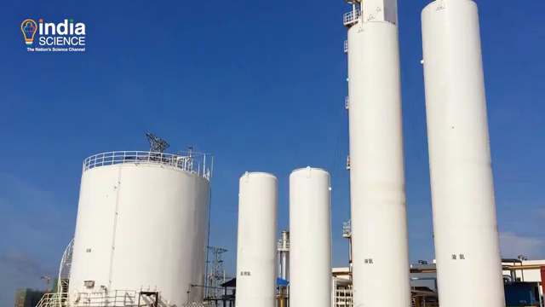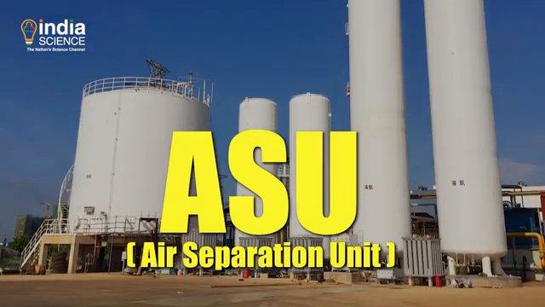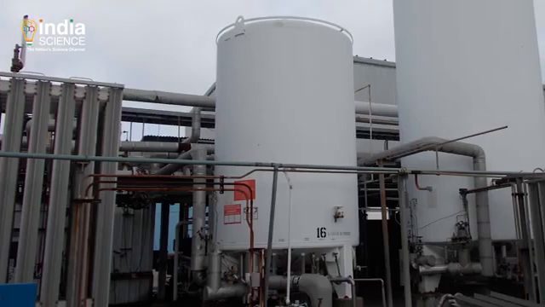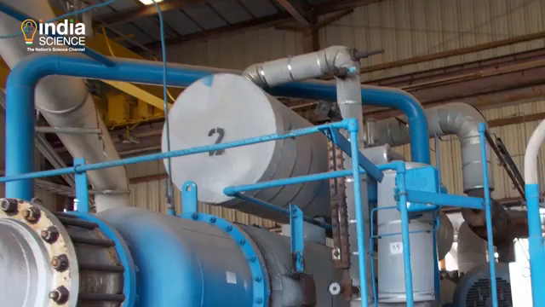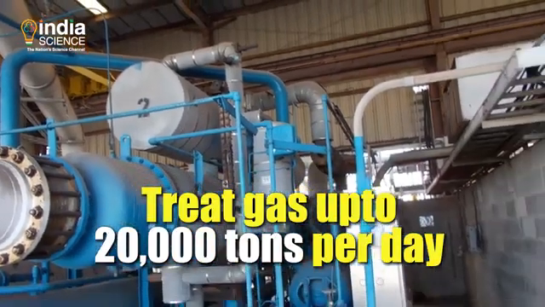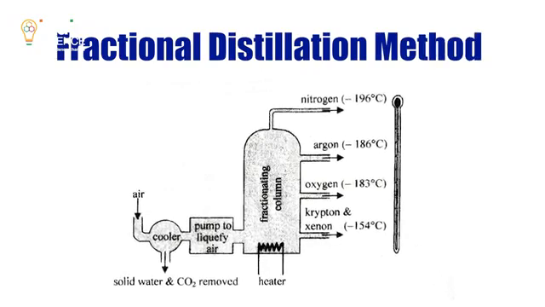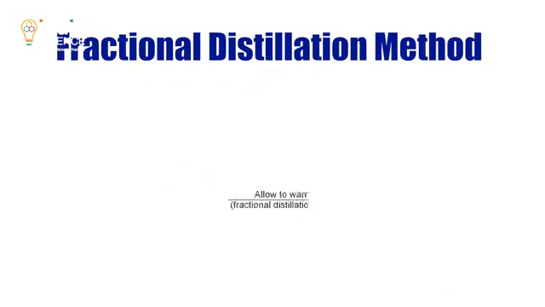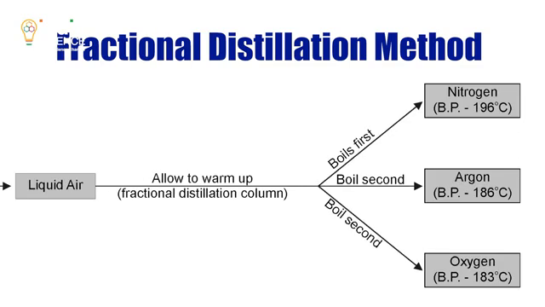The most common commercial method is the separation of air in an air separation unit, or ASU. ASUs are the plants that treat large volumes of gas, from a few hundred tons to 20,000 tons per day. ASUs use a method called the fractional distillation method to produce pure oxygen. In this, the gases from the air are separated into various components after cooling it into a liquid state, then extracting liquid oxygen from it.